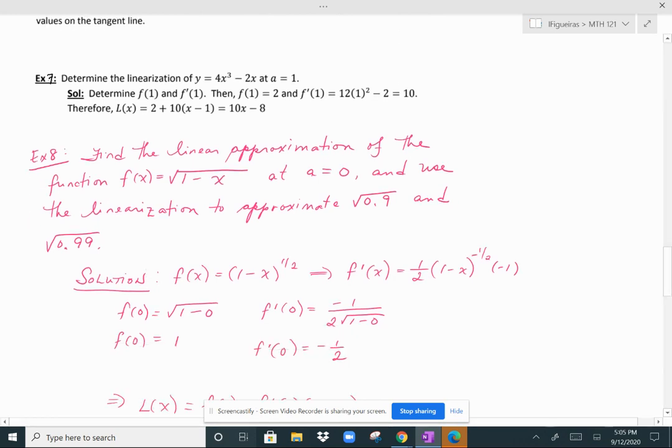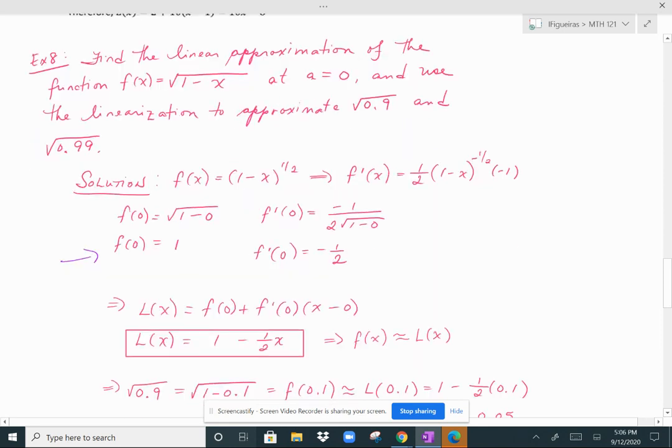All right, so first I rewrote f of x as 1 minus x to the 1/2 so that I can now use my chain rule to take the derivative. So you take the derivative, outer function is 1/2 times 1 minus x to the negative 1/2 times the derivative of the inner function, and that derivative is negative 1. Now I can evaluate both f of x and f prime at a equal to 0. So when I plug in f of 0, you get 1. When I plug in f prime of 0, you get negative 1/2.